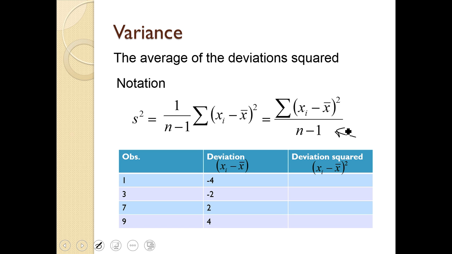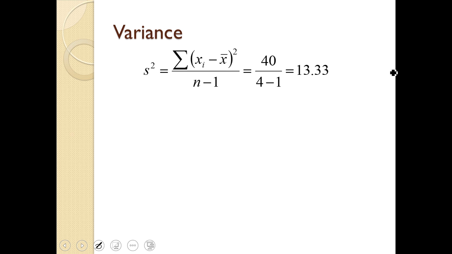We have our deviations from the previous page: negative 4, negative 2, 2, and 4. First step, square all of those, and all of a sudden we have 4 positive numbers. What this tells us to do is sum those up: 16 plus 4 plus 4 plus 16 is 40, and then we do 40 over 4 minus 1. Again, you're going to take my word for it now; it comes into more focus as the course progresses. So right now, we know the variance is 13.33.